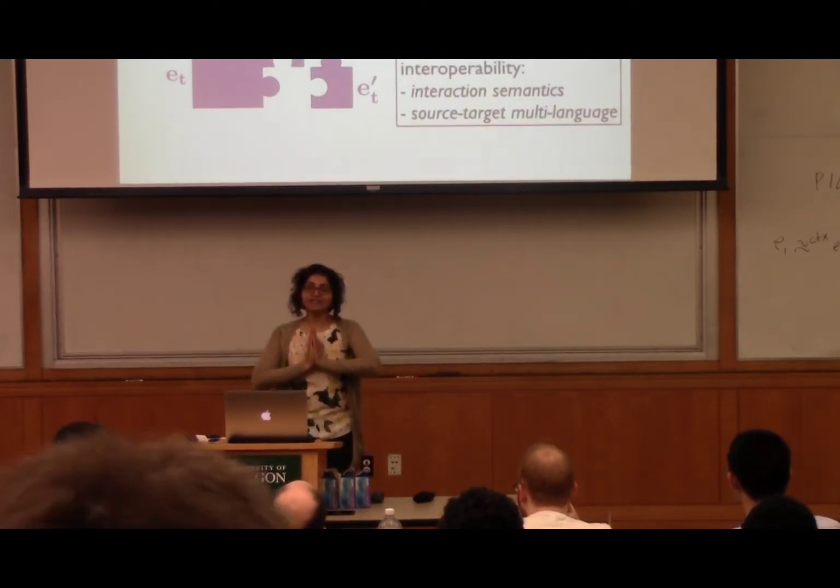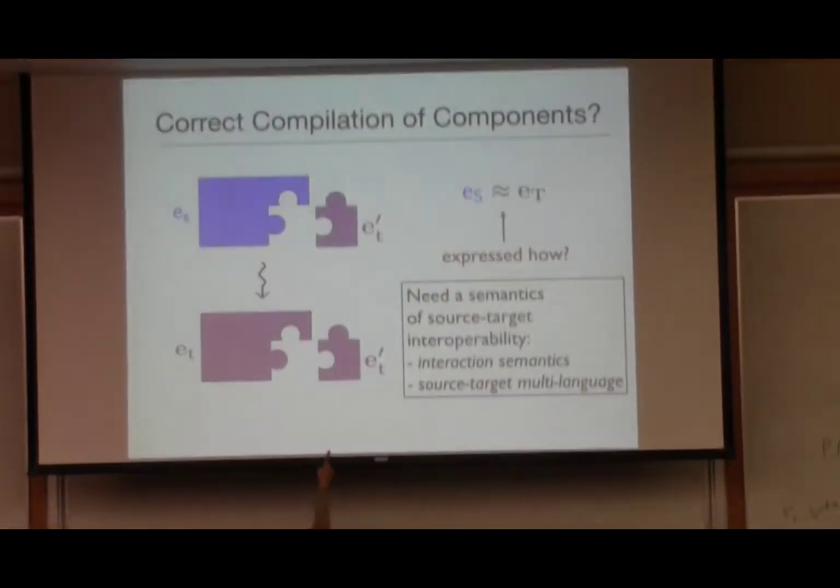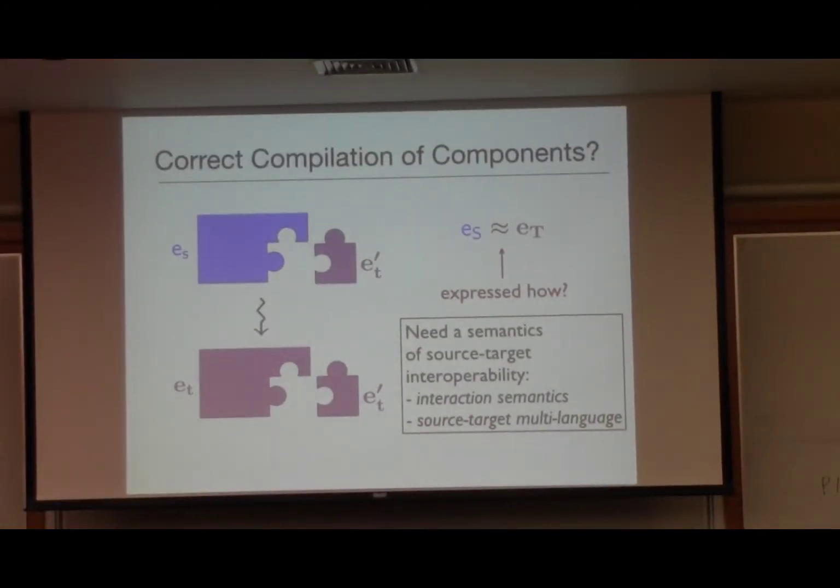But now, what does it mean to link that purple E_T prime with that blue E_S, right? You can't just take some target language code and plug it into a source language context or vice versa, right? So essentially what this means, if we follow this idea further, is that you need a semantics of source and target interoperability.